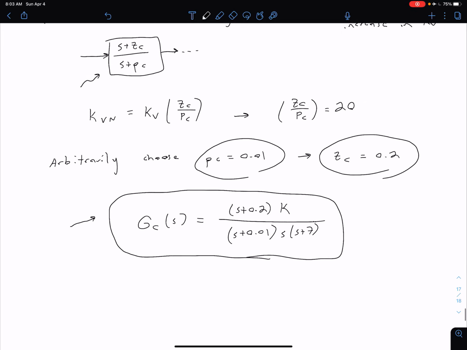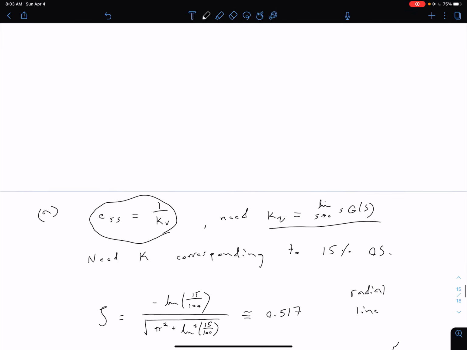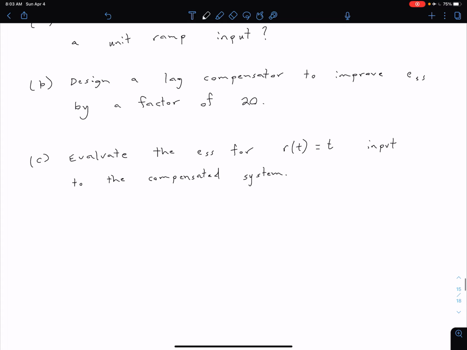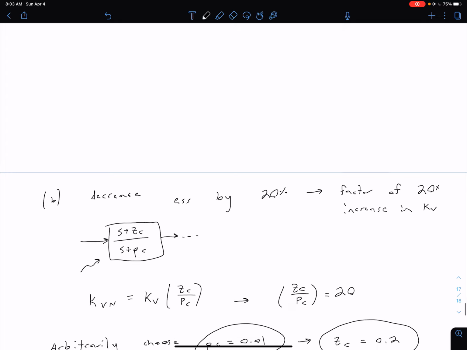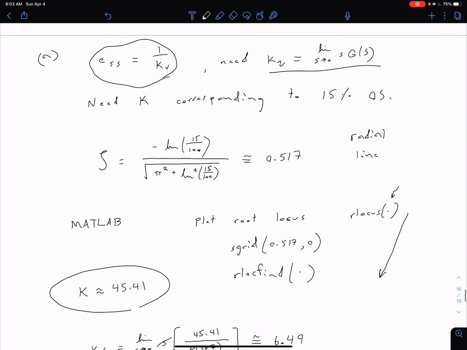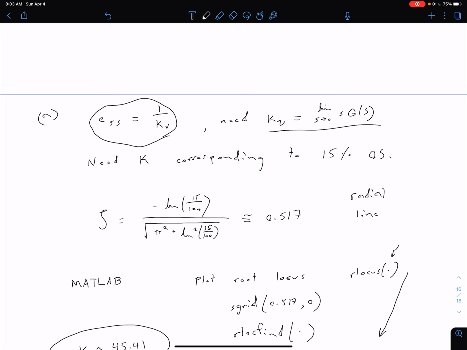So now for part C, we're asking what is the actual improvement. We want to evaluate the steady state error for a unit ramp input to our compensated system. Again, we want to go through the same process we did for A. We're still operating at 15% overshoot, so we're still looking for this intersection with this radial line corresponding to a damping ratio of 0.517.